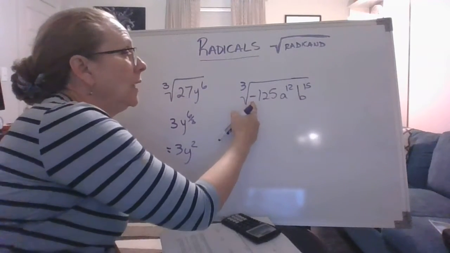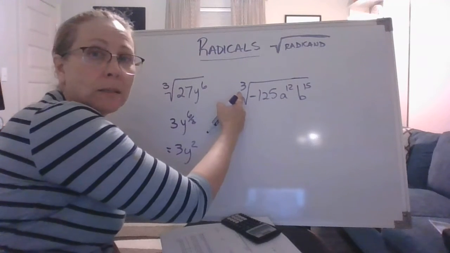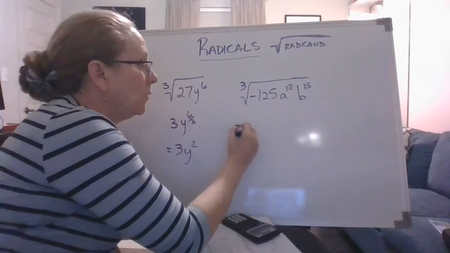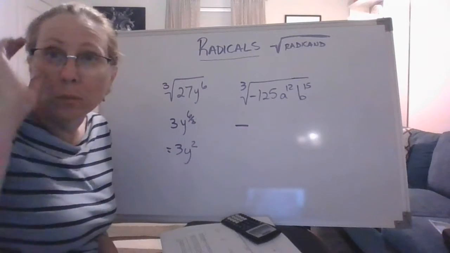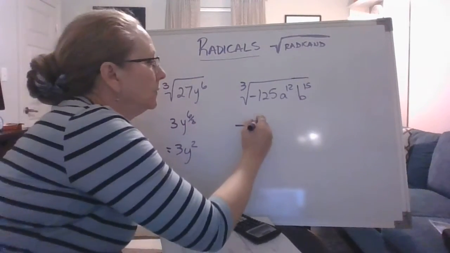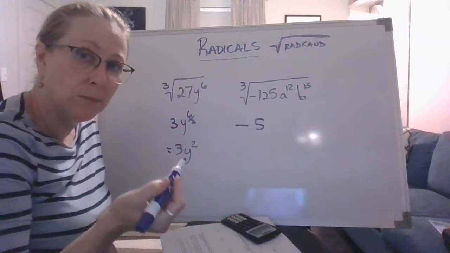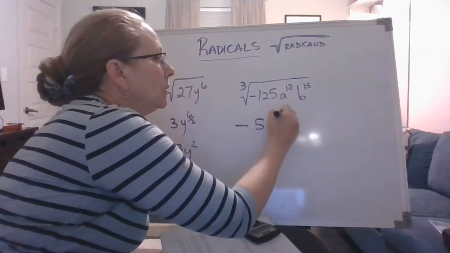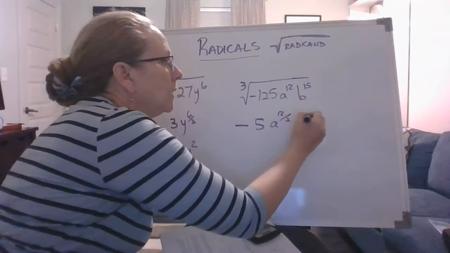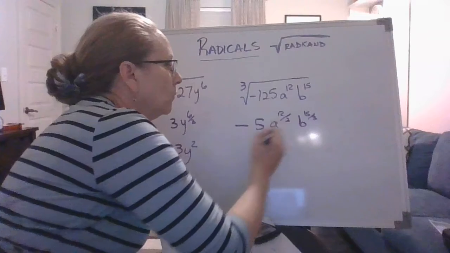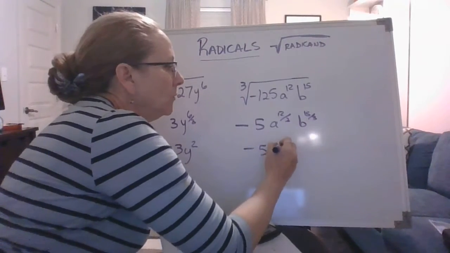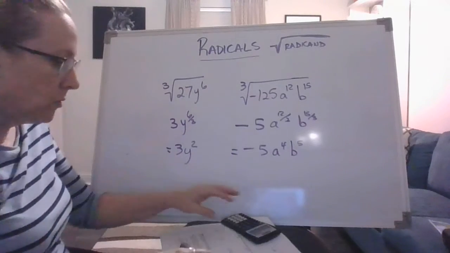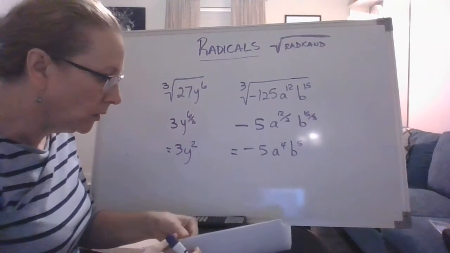Here, can we have a negative value? Yes, because it's an odd index. So that would be a negative. The cube root of 125 is 5. 5 times 5 is 25, and 5 times 25 is 125. a to the 12th divided by 3, b to the 15th divided by 3 gives us negative 5a to the 4th b to the 5th. There's our answer. So we're just rolling right along.